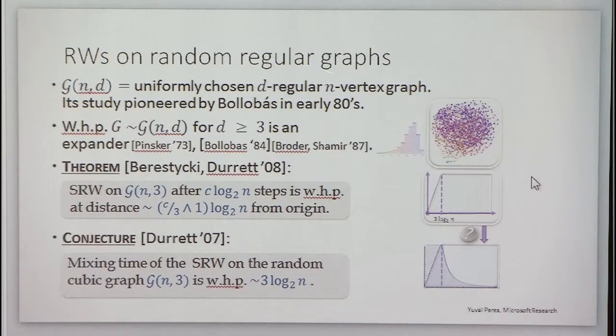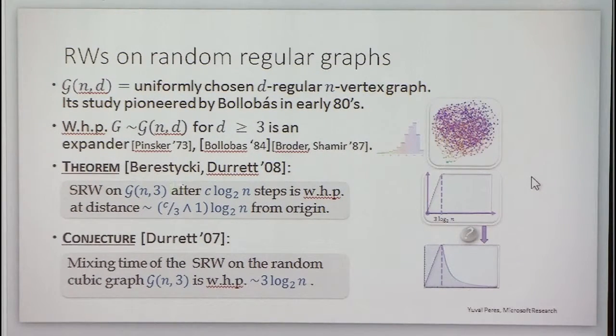Now, we want to understand random walk on expanders. One class of expanders which is better understood are the random regular graphs. And there was an early result by Berestycki and Durrett that says that on G n d, I'm focusing on d equals 3 just for clarity, but everything here works for higher degree as well.